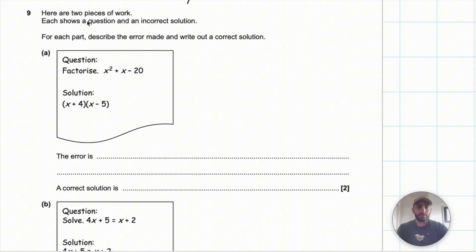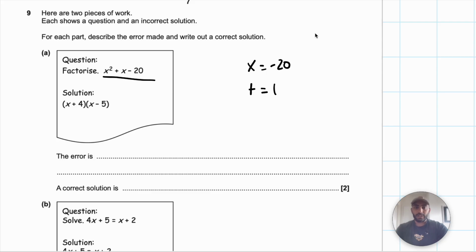Question 9. Here are two pieces of work. Each shows a question and an incorrect solution. For each part, describe the error made and write out the correct solution. So I'm just going to solve this. I'm looking for two numbers to multiply to make negative 20, and they need to add to make the coefficient of this x. So that's going to be 1. You need to add to make 1.